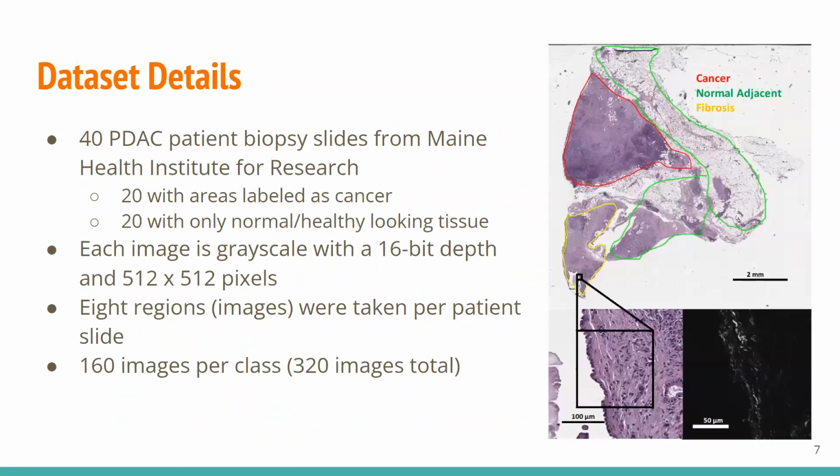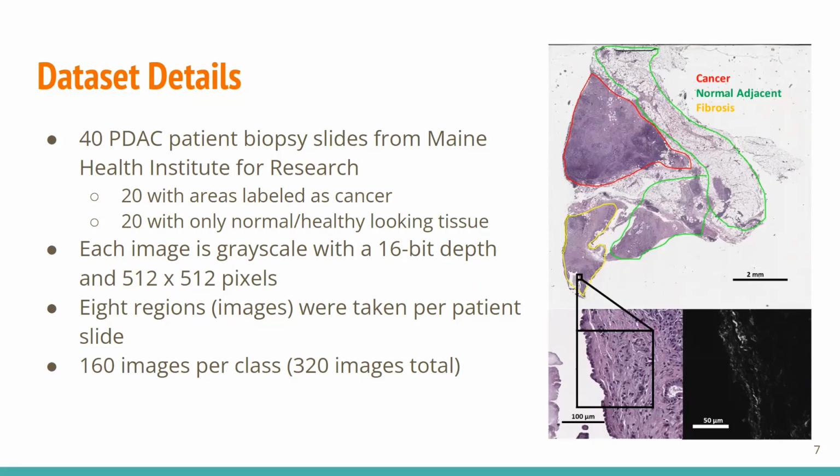And this is our data set. We have 40 PDAC patients that we got biopsy slides from Maine Health Institute for Research. 20 were labeled as cancer and 20 labeled as normal and healthy. Each image, like I said before, is 512 by 512 pixels and is taken with a 16-bit depth. We took 8 images or regions in each of the slides, which gives us 160 images per class, for 320 images total.